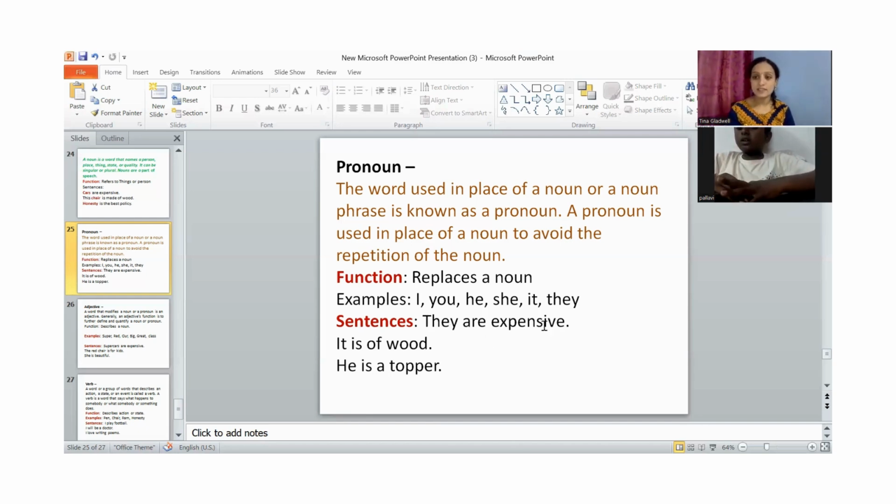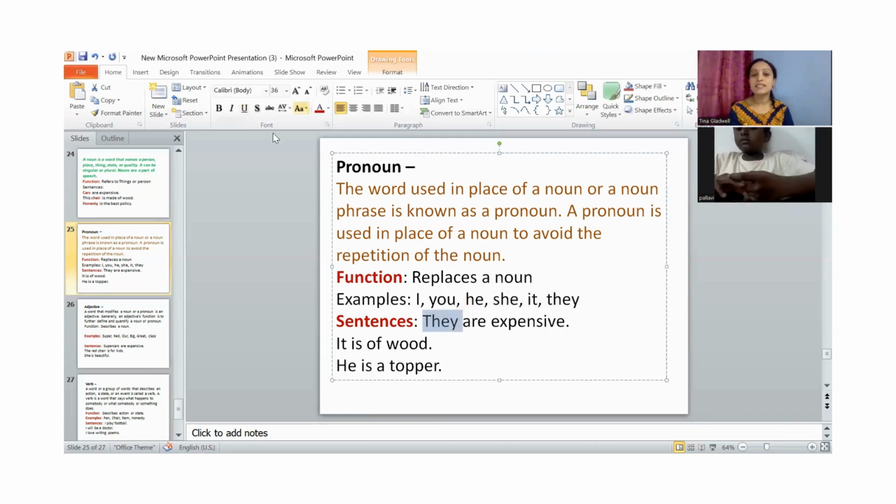Now let's check the sentences and identify the pronoun in each. They are expensive. Here the pronoun is they. The next one: it is of wood. For non-living things, we usually use it. For males, we use he, him. For females, we use she, her. For plural, we use they, them. So in it is of wood, it is a pronoun. He is a topper. Can you try this, Partha? Which is the pronoun in the sentence? Identify the pronoun.